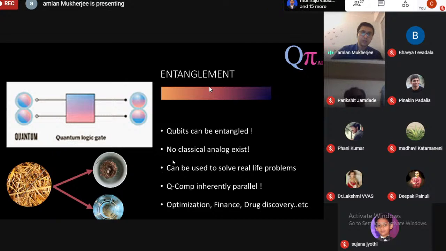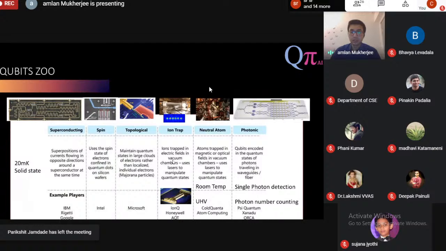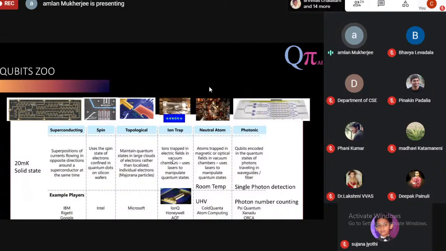But how to really make it? Okay, people have already started making it. So qubits that I just said, that plus minus one state, there are different kinds of qubits. You have superconducting qubits from Google, IBM, Rigetti. So these are companies which have actually started making small, or even I would say 50 qubit, quantum computers. So these are based on superconducting circuits.